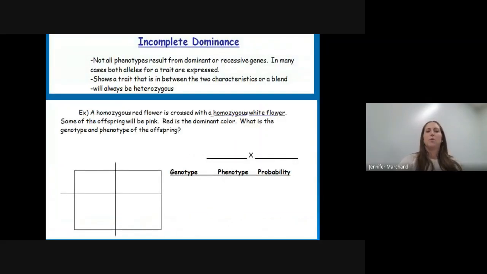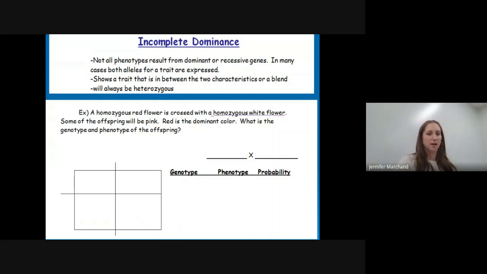Okay. With incomplete dominance, this means that the phenotypes are not represented fully from the dominant and recessive genes. In this case, a lot of times both of the alleles are shown. So what we're going to talk about here is red flowers and white flowers, and then the offspring will be pink. That means a little bit of red is showing and also a little bit of white is showing.